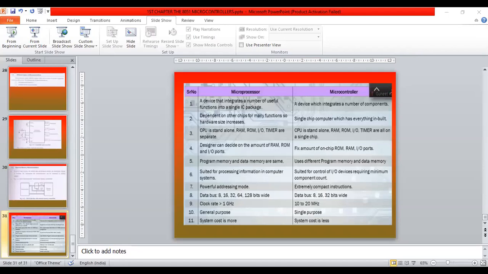So these were some of the differences between the microprocessor and microcontroller. With this, we have completed this topic. Further, we will start with the next chapter, that is assembly language programming, 8051 assembly language programming. In this chapter, we will discuss the various registers, RAM, ROM in the case of 8051 in detail.